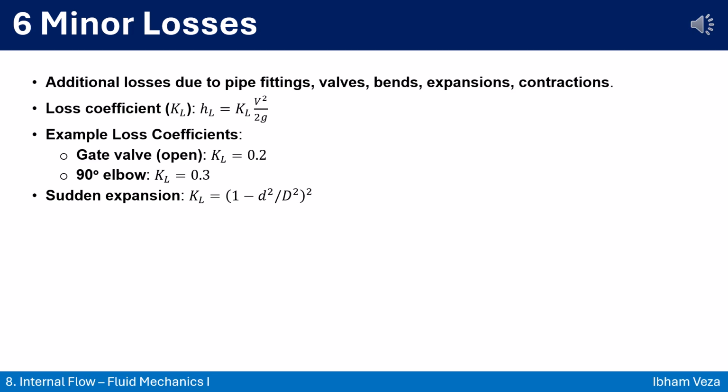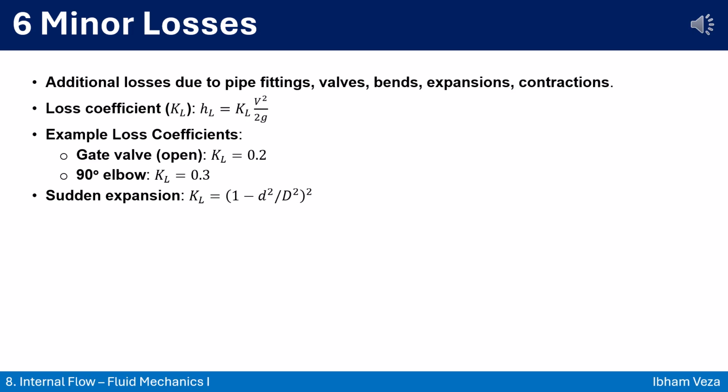Minor losses are quantified using a loss coefficient, denoted as K L. The head loss associated with a particular fitting or disturbance is calculated using the formula H L equals K L times the velocity squared divided by 2g, where V is the velocity of the fluid and g is gravitational acceleration. Each component has its own characteristic K L value based on experimental data.